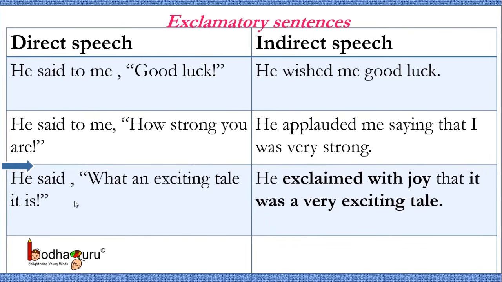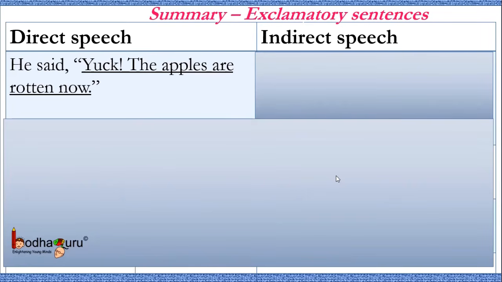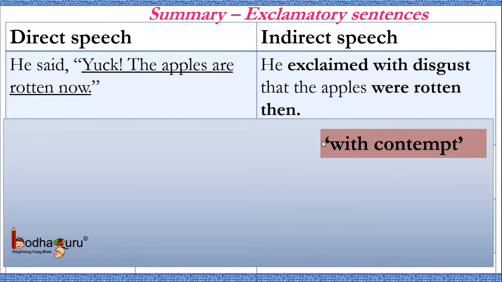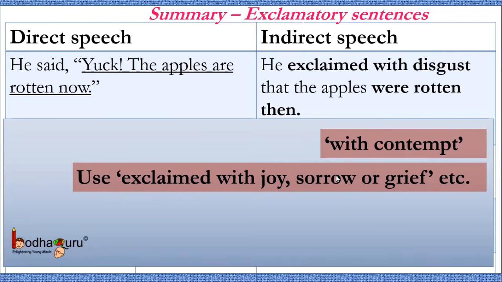Next sentence. He said, what an exciting tale it is. This gets changed to he exclaimed with joy that it was a very exciting tale. So to summarize what we learned today regarding exclamatory sentences, he said, yuck, the apples are rotten now. This gets changed to he exclaimed with disgust that the apples were rotten then. Also, when the spoken words show contempt, we can use exclaimed with contempt. So remember, we use exclaimed with joy, sorrow or grief depending on the feelings expressed in the exclamatory sentences.